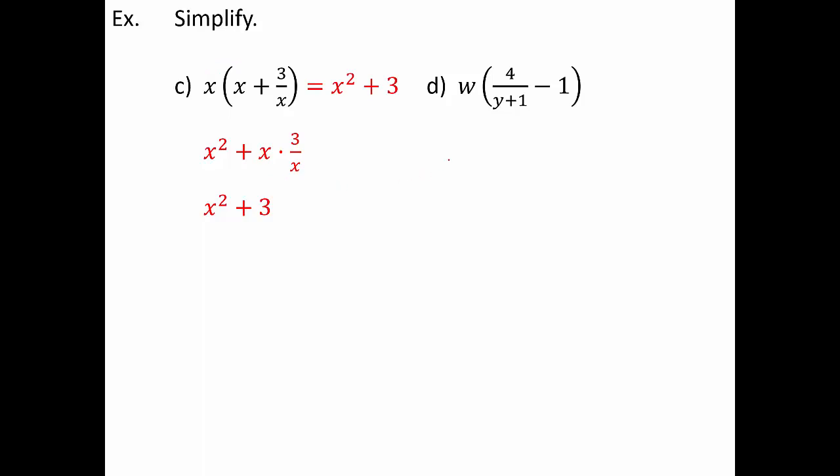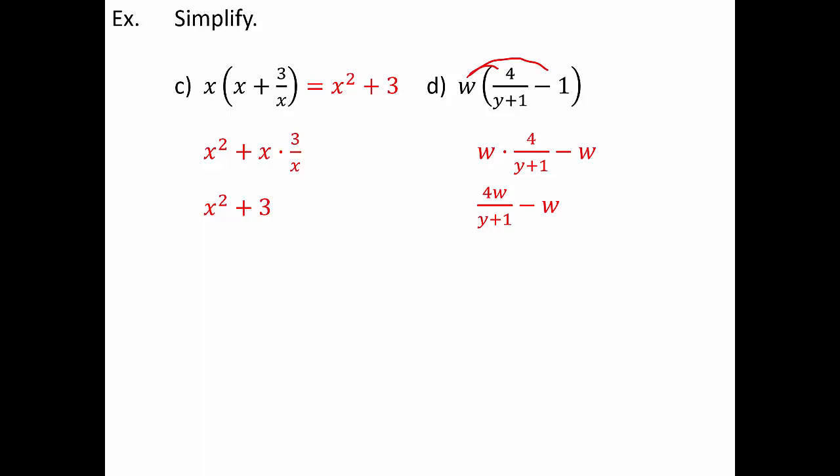Following the same technique on the second one, distributing the w is going to give me a statement like this. Notice w times 1 is just w on its own. Here, the w isn't going to cancel with anything in the denominator, so instead we can just multiply the w times the numerator and get 4w over y plus 1 minus w. But we're not done. Just like example A, we had a fraction minus a whole number. We need to keep going.